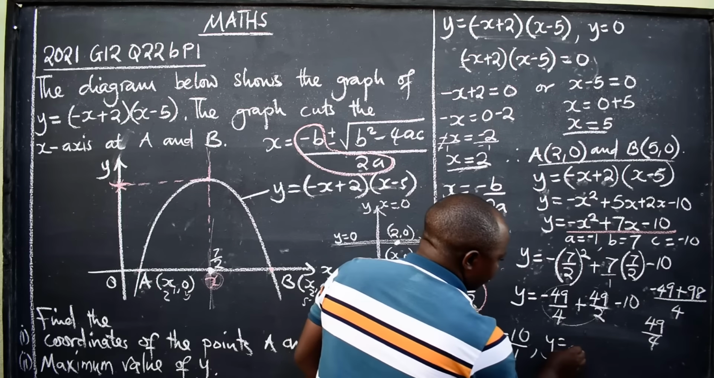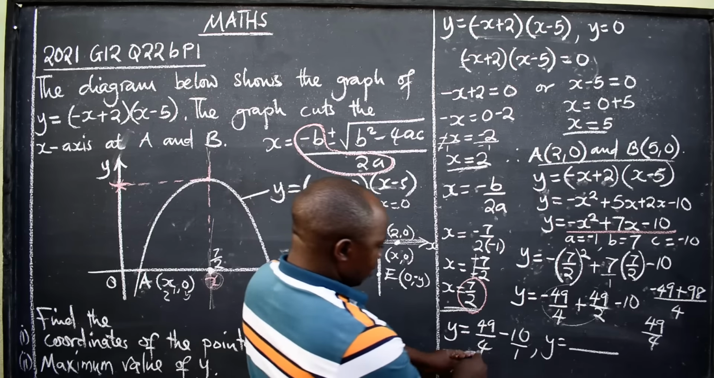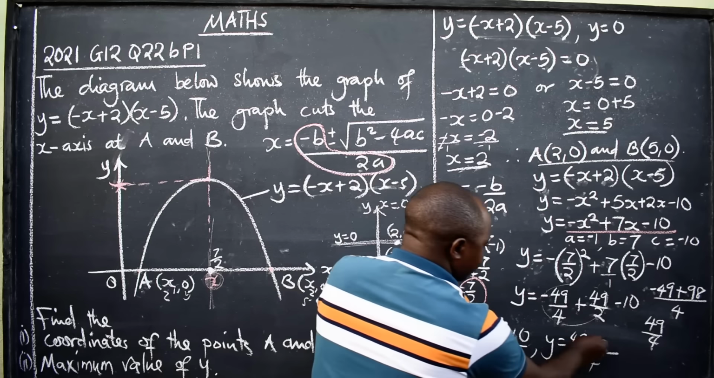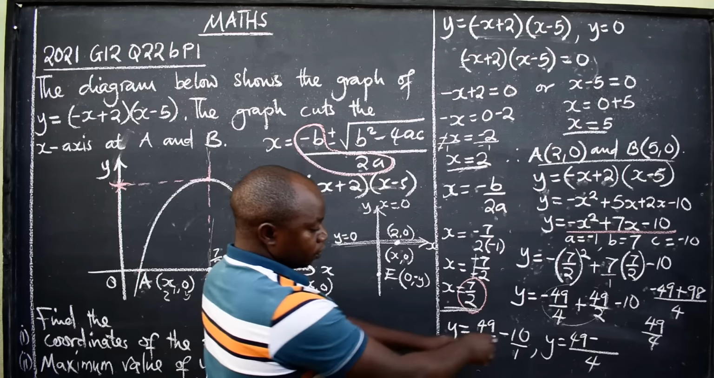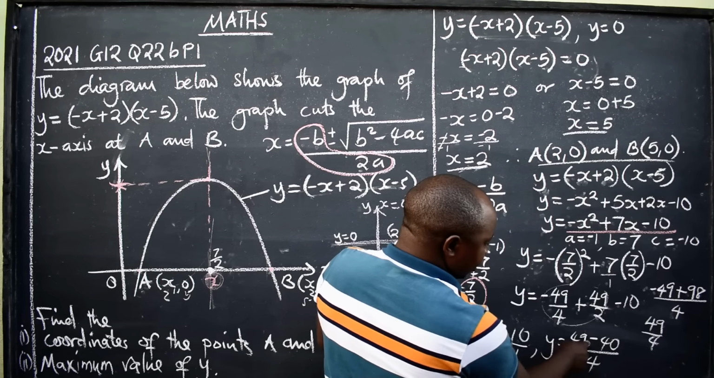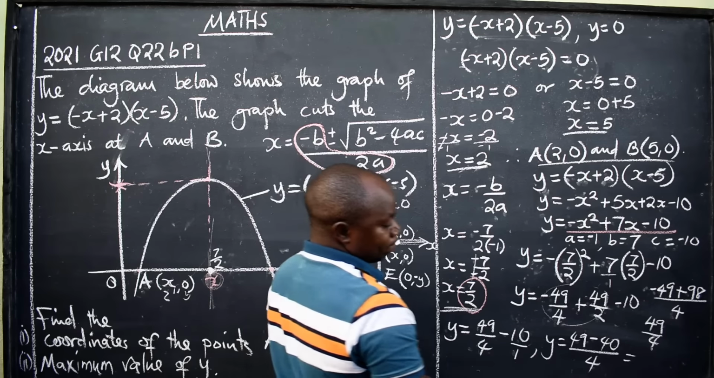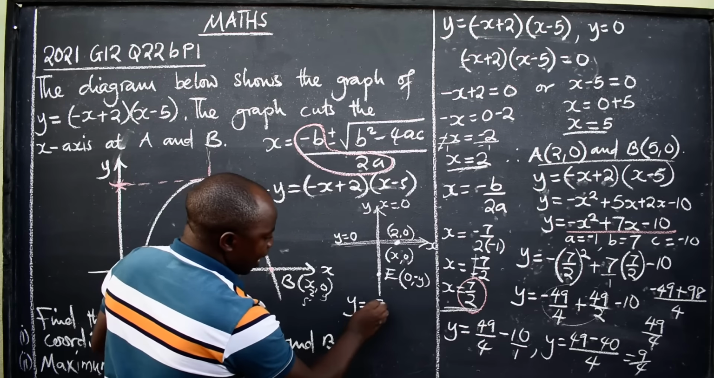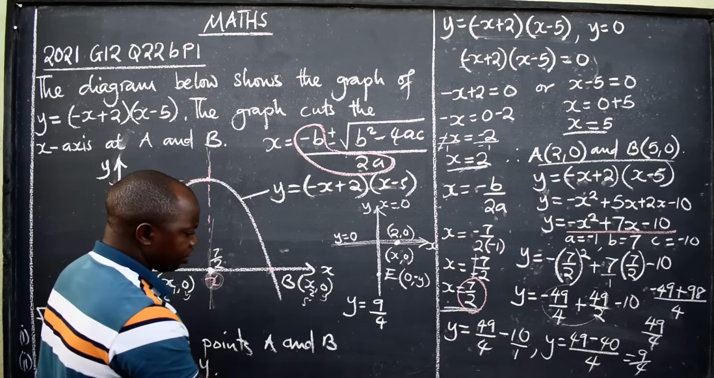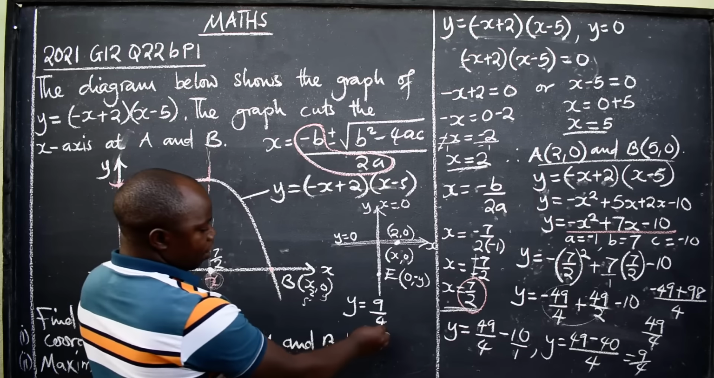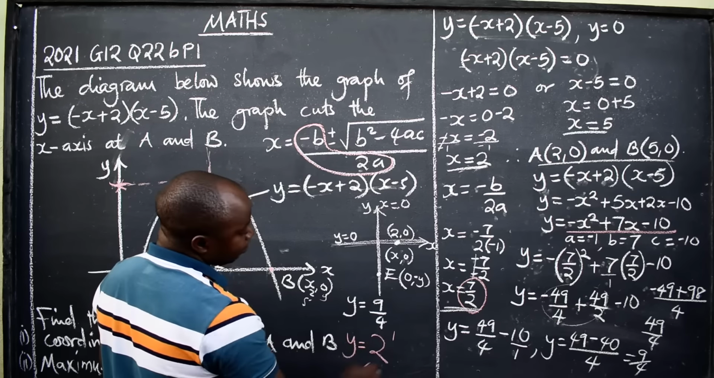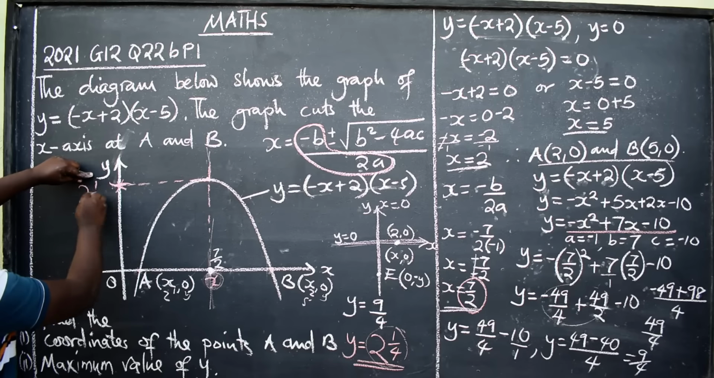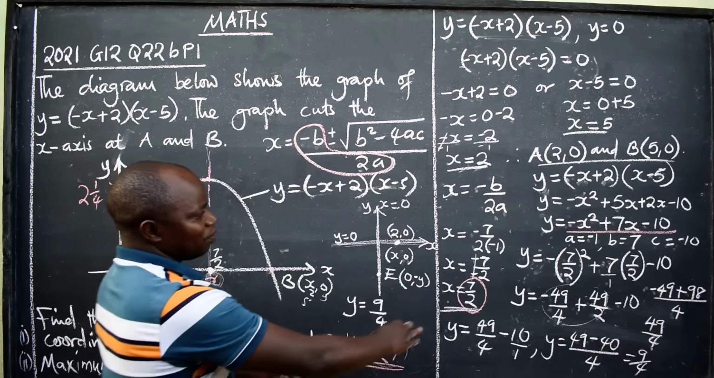So say y is equal to, common denominator, what will be that? It will be 4. How many 4s are in 4? 1. Times 49? 49. Minus. How many 1s are in 4? 4. Times 10? 40. 49 minus 40, this will give us 9 over 4. So, in short, our answer now will be y is equal to 9 over 4, which you can even write in mixed fraction to say y is equal to, how many 4s are in 9? 2. The remainder is 1 over 4. So this one now is our maximum value. That is the way to go.